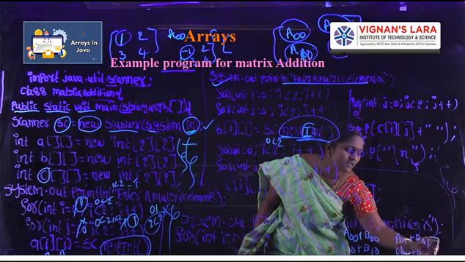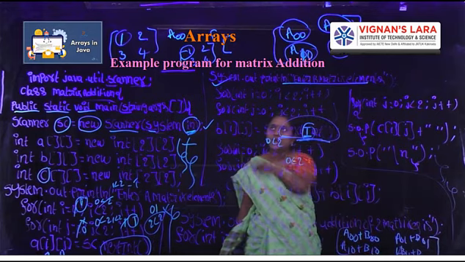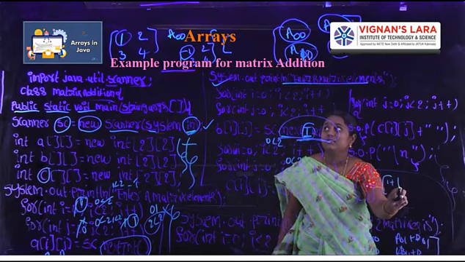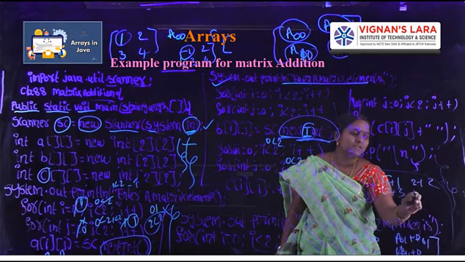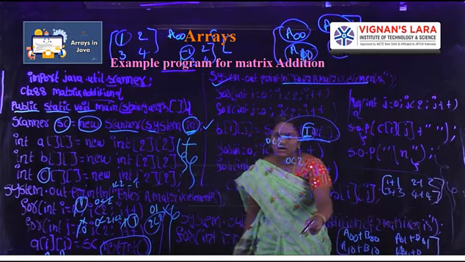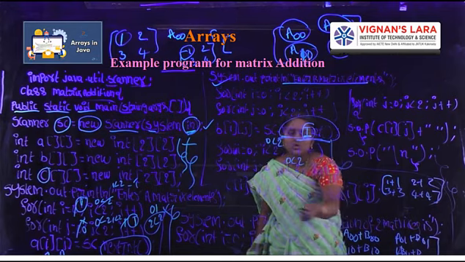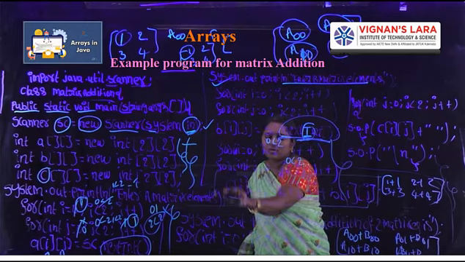So in this way, we have to calculate the matrix addition program. Here 1 plus 1. Next one 2 plus 2. 3 plus 3. 4 plus 4. Finally, we have to get the outputs. That's why I am writing these 3 statements in our program. So we have to calculate C of ij equal to A of ij plus B of ij.